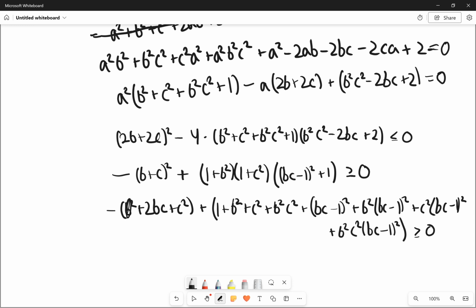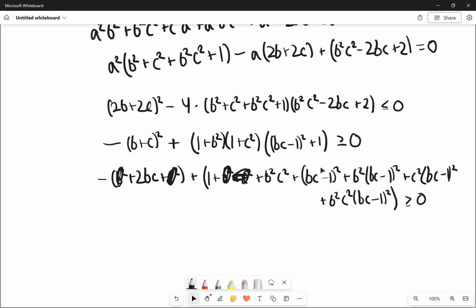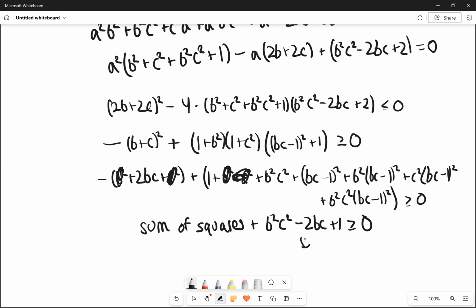Well, now this b squared and c squared cancel out with these ones over here. And what is left is we have all these square terms, and then we have these terms that are not inside anything. We have a sum of squares plus b squared c squared minus 2bc plus 1 is greater than or equal to 0. This is what we want to prove. But at this point, we notice that this guy here is itself (bc minus 1) squared. And this is greater than or equal to 0.